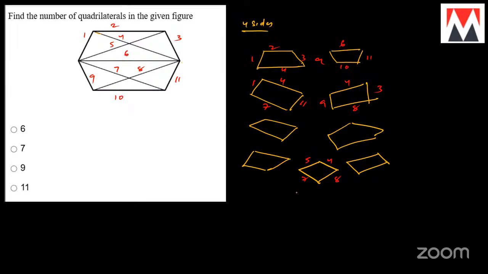Next. So the top one, 1, 2, 3, 4, 5, 6, 7, 8, 9, 10. So how many did you get? 1, 2, 3, 4, 5, 6, 7, 8, 9. You got totally 9. Still, are there any other possibilities? Any other possibilities?